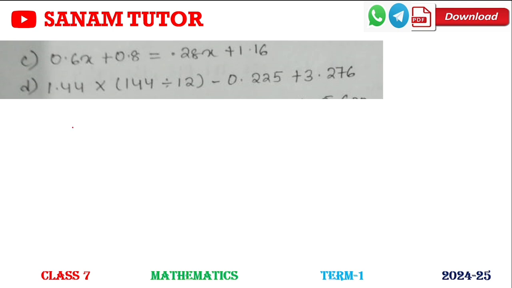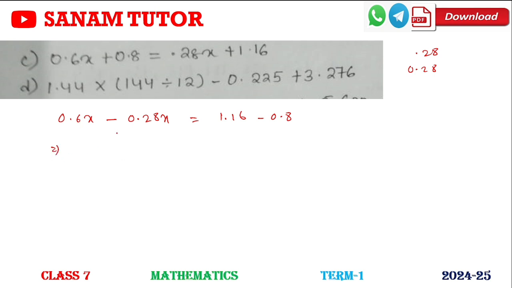Next question, 0.6x minus 0.28x, because we know that 0.28x and 0.28x are equal. So x equal to, right side is 1.16 minus 0.8. First we rearrange. Okay, so now solve.